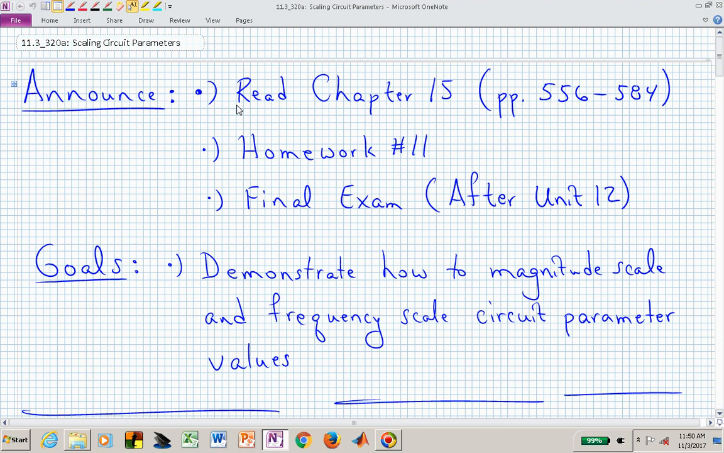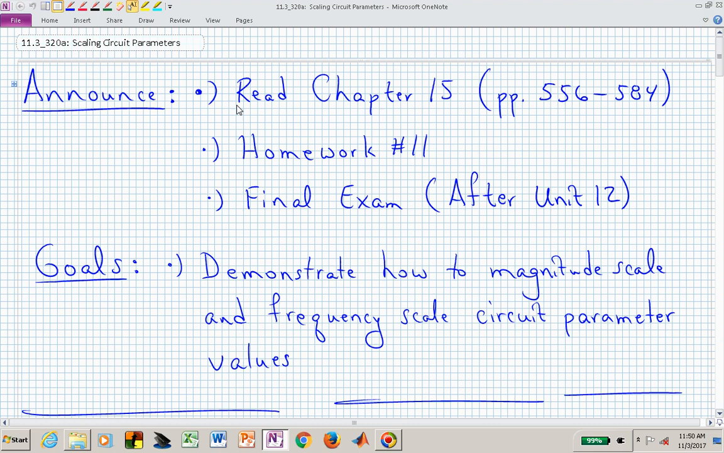We're in Unit 11. I may have misspoken last time. We were on video 2 in Unit 11, and I may have said Unit 2, but I think you know what I was meaning. This is now video 3 in Unit 11. You have a homework assignment. Reading material is Chapter 15, that's on active filters, and we have a final exam coming up at the end of Unit 12.